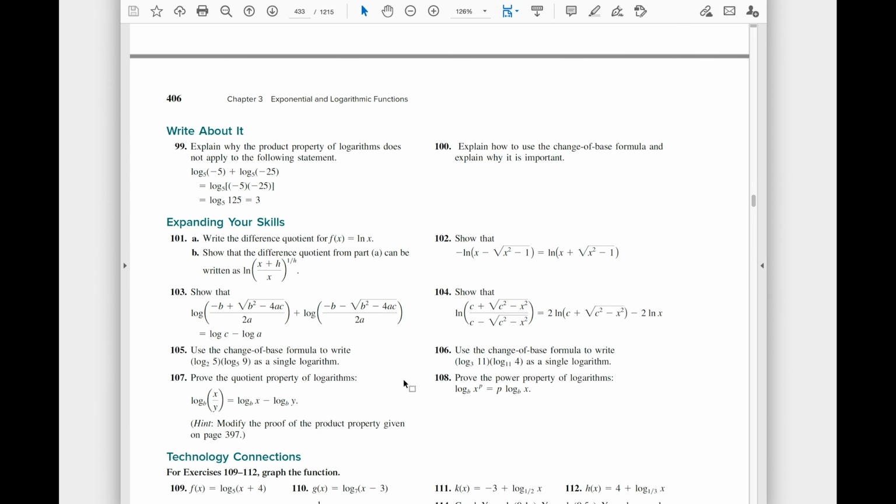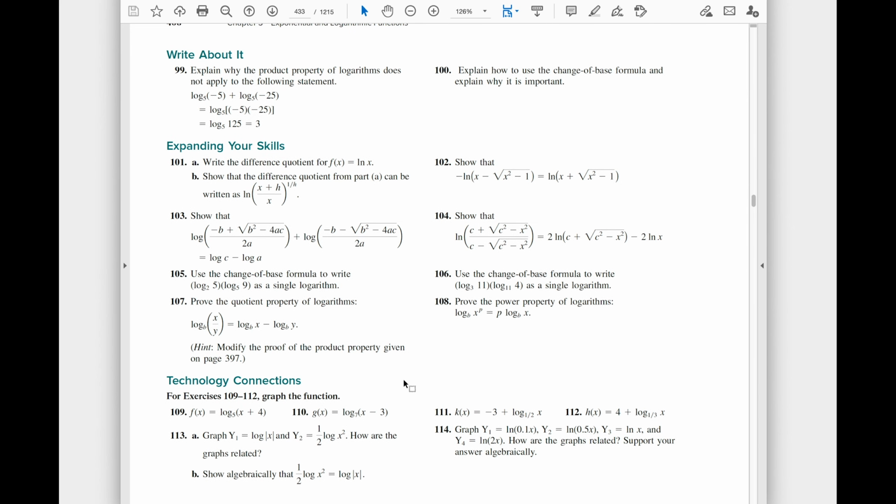Let me do a problem here. How about 106? Use the change of base formula to write this product, log base 3 of 11 times log base 11 of 4, as a single log. This is on page 406, number 16 and 106.